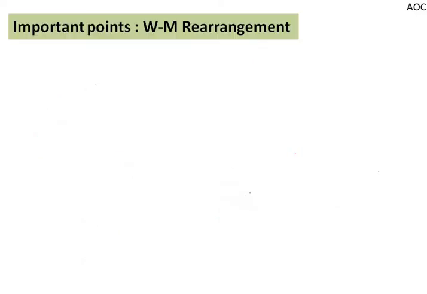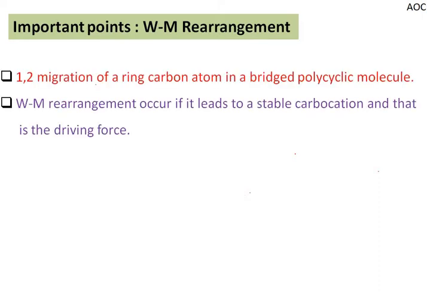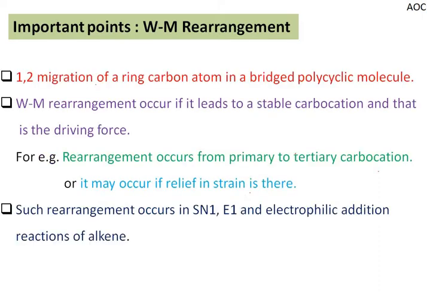And before we move to the high level or the complex system, let's see some important points related to Wagner-Meerwein rearrangement. This is a 1-2 migration of a ring carbon atom in a bridged polycyclic molecule. I am going to tell you this in the examples that we are going to take. Bridged polycyclic molecules are complex systems. Whether it's a complex system or a simple molecule, there will be a 1-2 migration, right? So remember this. Also, a rearrangement will occur only if it leads to a stable carbocation, and that is the driving force, which is very obvious.